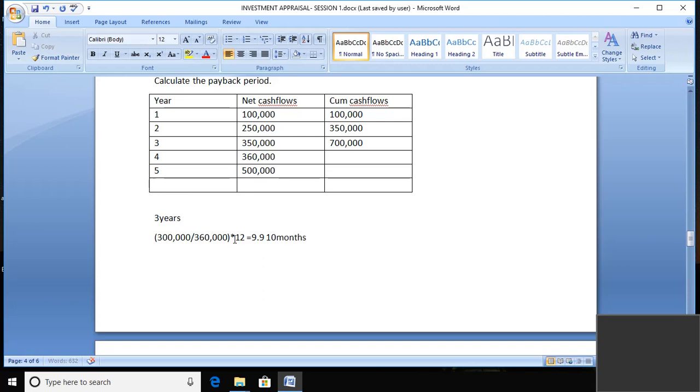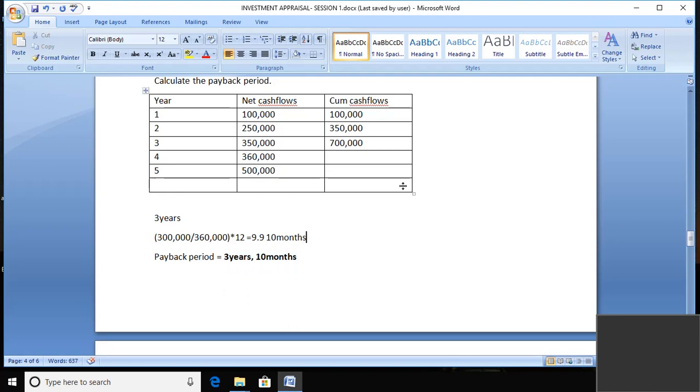So what's the payback period? Finally we conclude, the payback period is going to be equal to 3 years and 10 months. That's the payback period for this project.